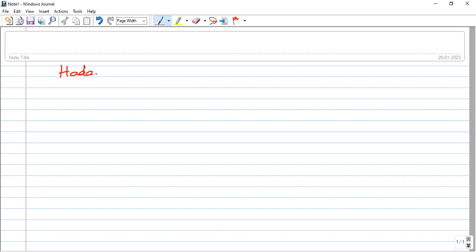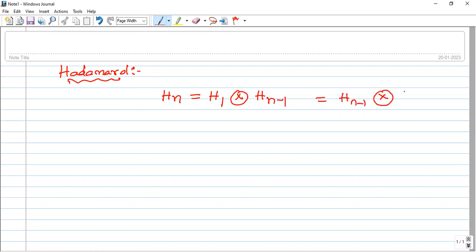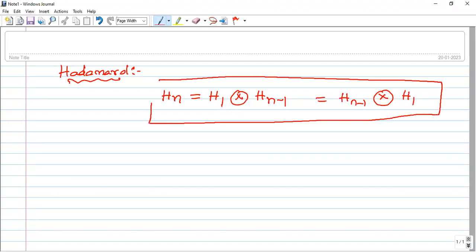Hadamard transform. The Hadamard transform basis is defined as Hn equals H1 Kronecker product Hn minus 1, or Hn minus 1 Kronecker product H1. Okay, this is the definition of the Hadamard transform, where H1 is equal to 1 by root 2 times the matrix 1 1, 1 minus 1.